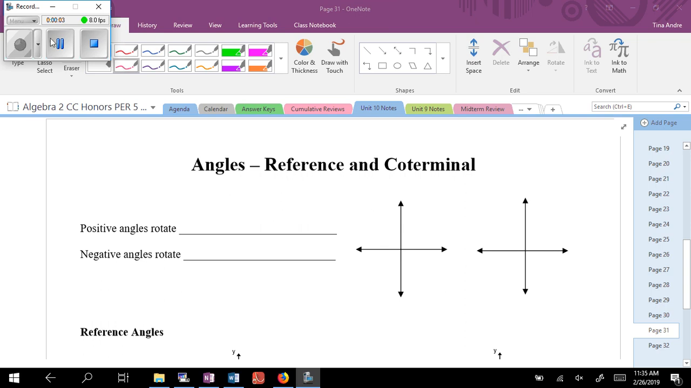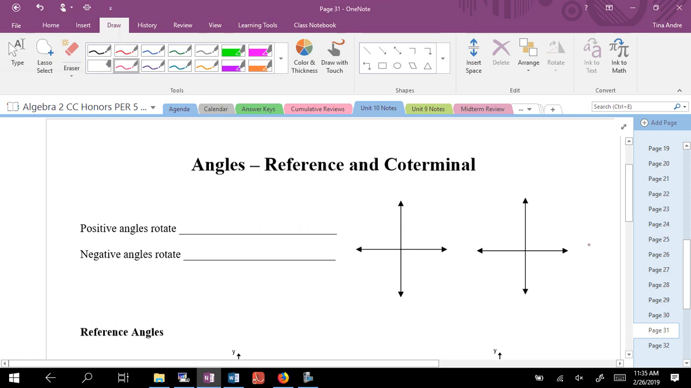In this video, we're going to learn how to find reference angles and coterminal angles. So the first thing we're going to start with is looking at reference angles. So just a reminder, when we talk about angles, positive angles always rotate counterclockwise. So if you see a positive degree, that means we're rotating counterclockwise. So if you think back to geometry with our rotations, and negative angles always rotate clockwise.